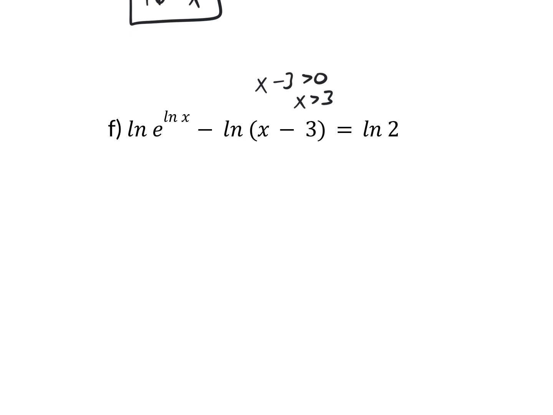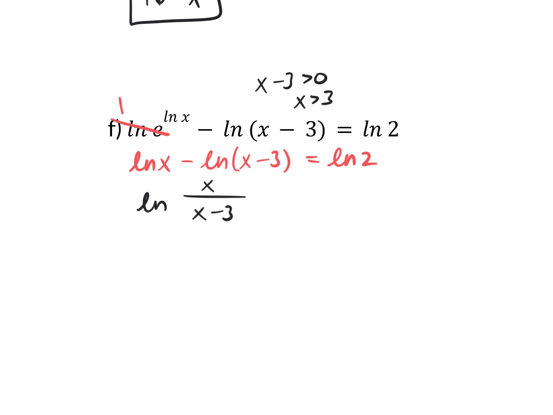Right away I see this natural log of e. We should instantly be thinking we can simplify that to be 1. Those are inverses of each other. So now I have just the natural log of x minus the natural log of x minus 3. So I know my property of a log says that if I'm subtracting with the same base, I can go ahead and divide. So I've got the log of x divided by x minus 3 is equal to the natural log of 2.